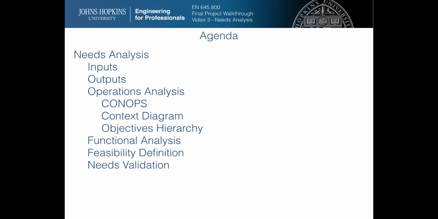In this video, we're going to focus on the needs analysis phase within the conceptual development stage. We're going to discuss the needs analysis inputs and outputs at each of the steps in the systems engineering process that takes place during needs analysis. These are operations analysis, functional analysis, feasibility definition, and finally, needs validation. Inside of operations analysis, I will be developing my concept of operations, my context diagram, and my objectives hierarchy. Throughout, I will be demonstrating how to apply each of these by using CORE.